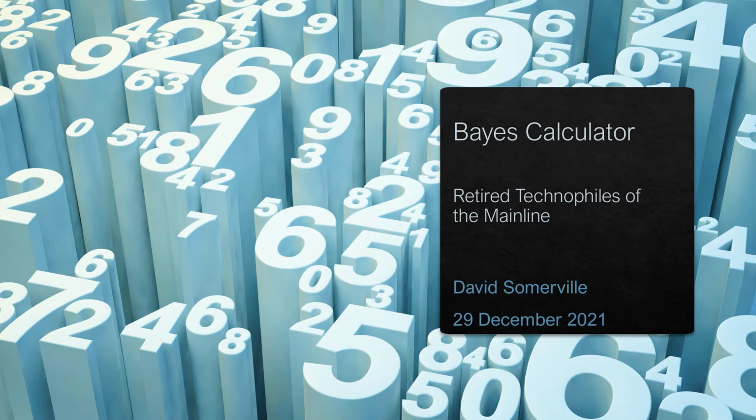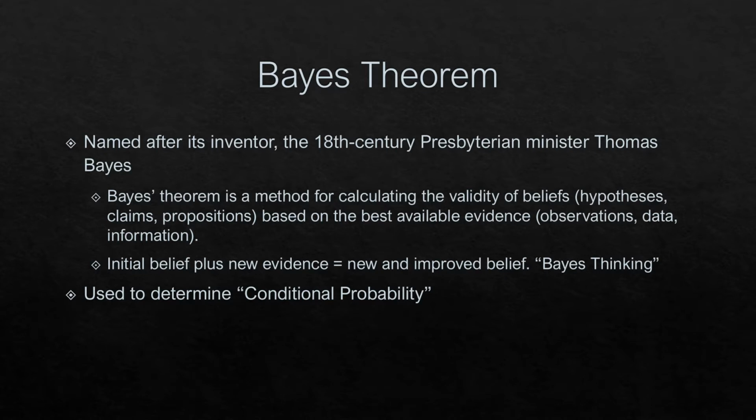So let's have a look at the Bayes calculator. I put it together because I started getting interested in Bayes Theorem. Just a summary of that is it's named after the inventor. He was a 18th century Presbyterian minister called Thomas Bayes. And Bayes' theorem is a method of calculating the validity of beliefs based on best available evidence.